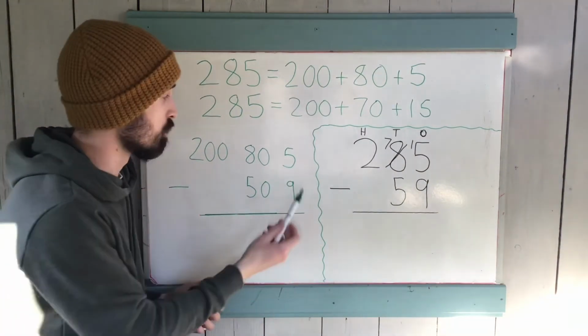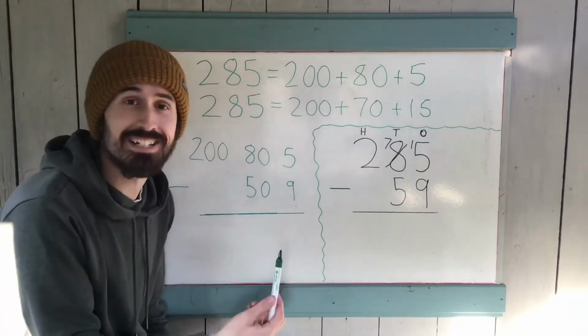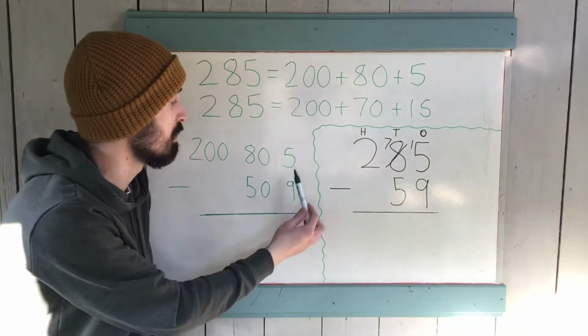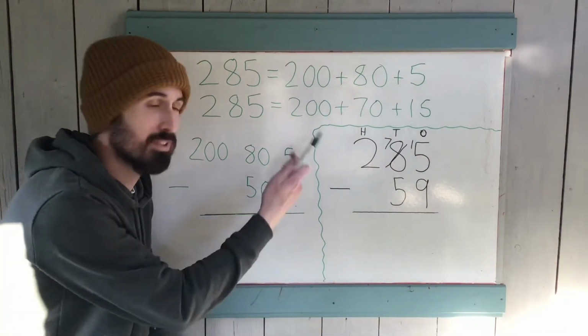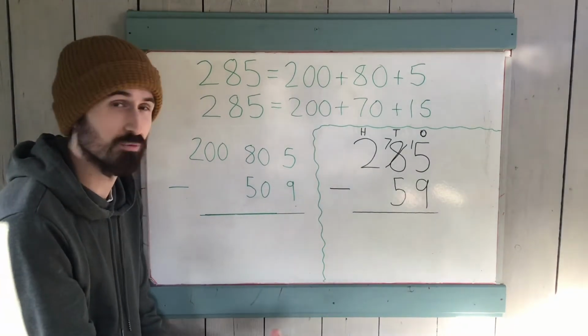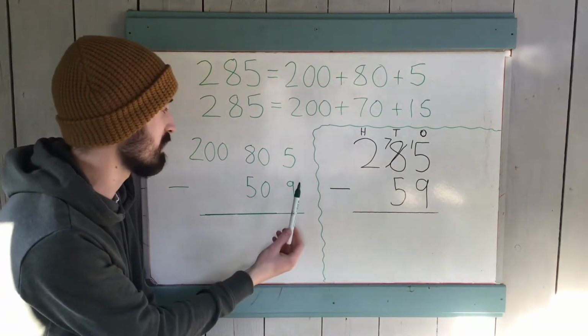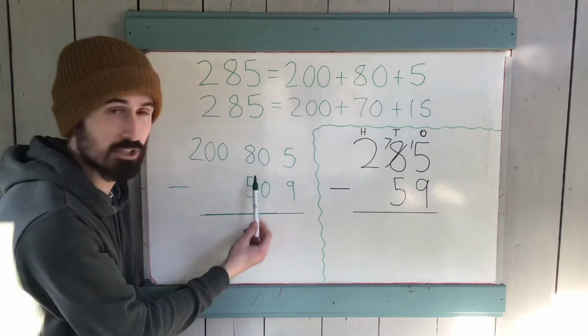So we have this idea of 5 take away 9 is not possible. Many people will put 4 there and will consider reversing the digits, putting the 9 at the top. We can't do that with subtraction, unfortunately. But what we can do is say, well, we need to come along to this column here.